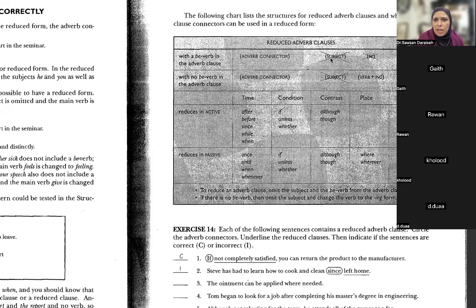what do I do? I leave the adverb connector. The connector, the linking word like although, when, once, which we have taken so far, stays. We cross out the subject, I, he, she, whatever, and the verb to be, and the rest continues. With no be verb in the adverb clause, what do I do? I leave the adverb connector. The adverb connector always stays. I cross the subject and make sure that my verb is ing. I make sure the verb after the subject is ing.